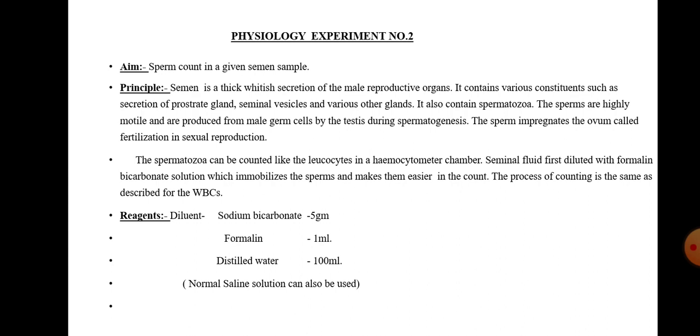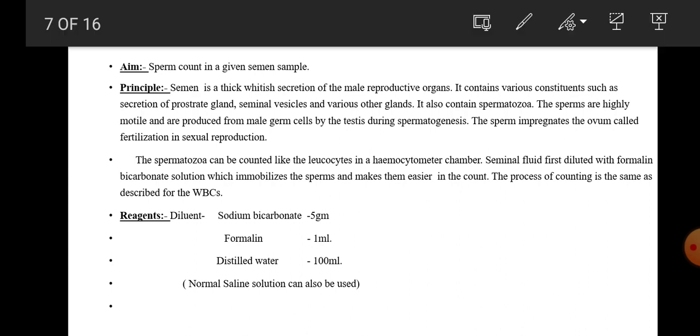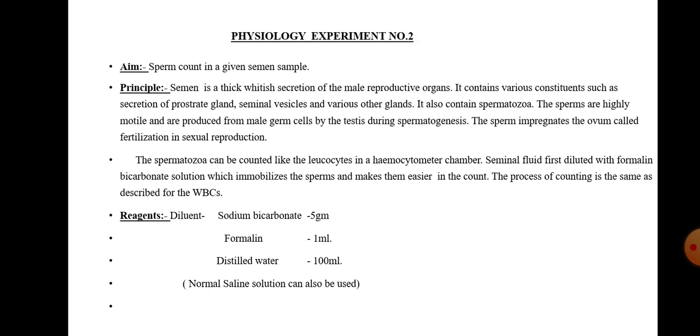Now the spermatozoa can be counted like the leukocytes in a hemocytometer chamber. The seminal fluid taken from the bull is first diluted with formalin bicarbonate solution, which makes the sperm immotile and easier to count. The process of counting is the same as described for the WBCs. The reagents required are the diluent, that is sodium bicarbonate about 5 gram, formalin 1 ml and distilled water 100 ml. Normal saline solution can also be used.